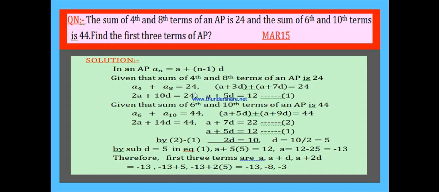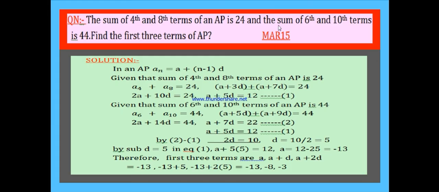Now you can cancel 2 on all the terms. Let us divide each and every term of LHS and RHS by 2. 2A by 2 is A. 10D by 2 is 5D. 24 divided by 2 is 12. This is the first equation: A plus 5D is equal to 12.